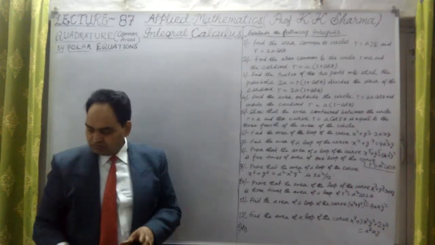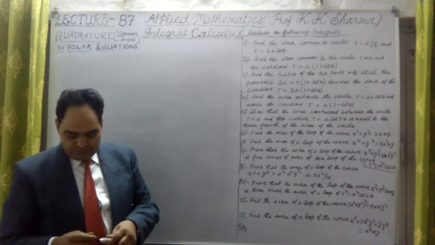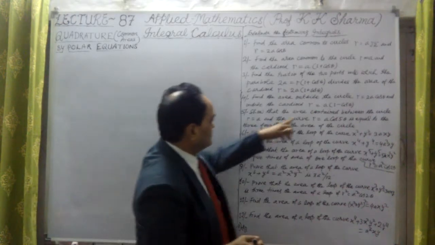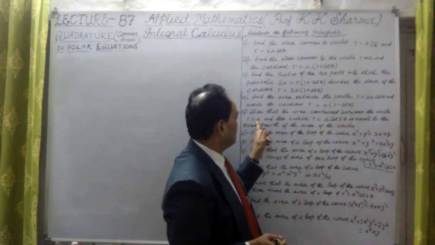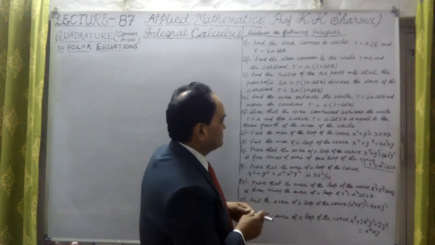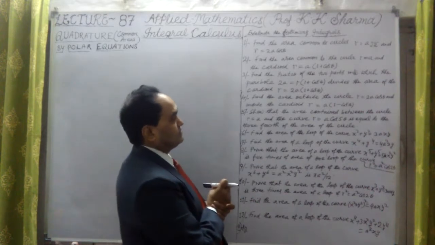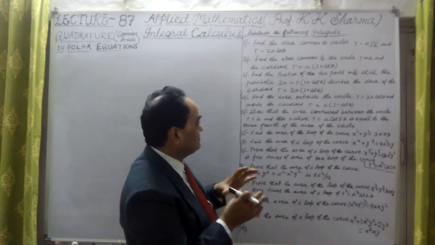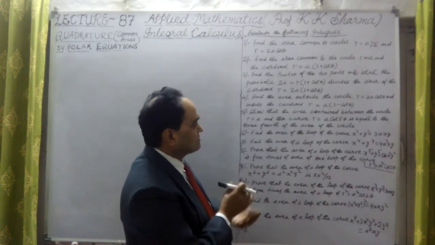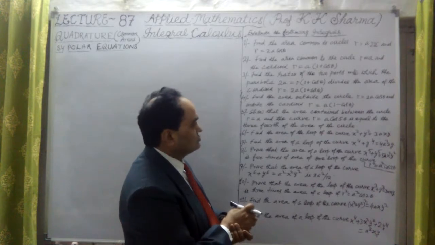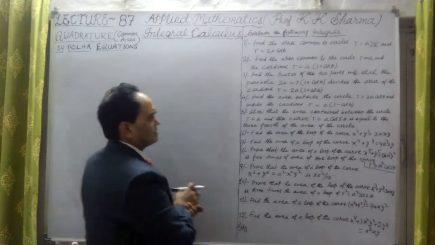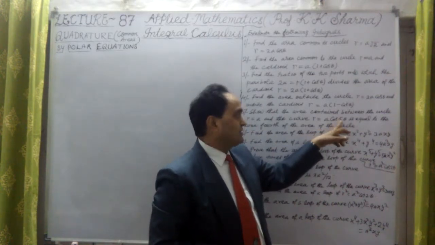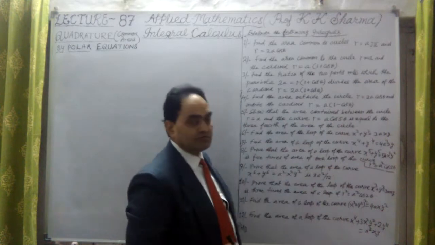Now question number 5, what does it say? Show that the area contained between the circle r equal to a and the curve r equal to a cos 5 theta is equal to this. Between the circle and the curve this. Alright, so the area of the curve, it is having loops here, 5 loops will be there. So those 5 loops we have to find out.